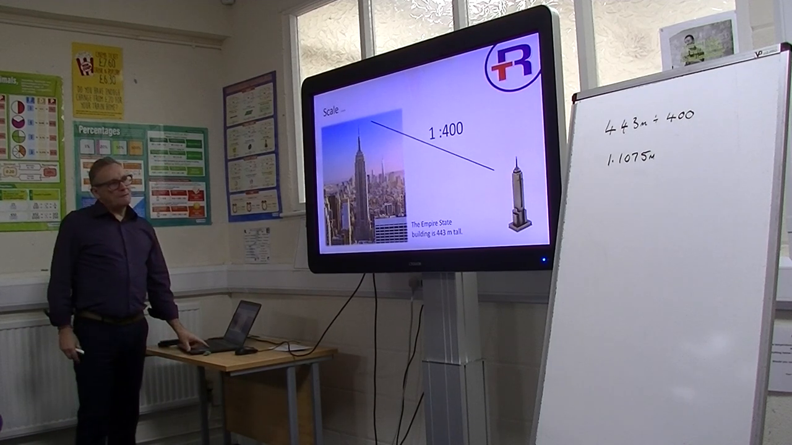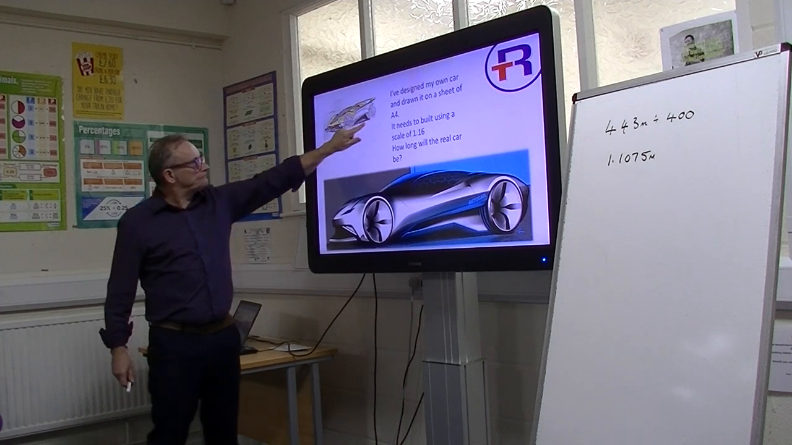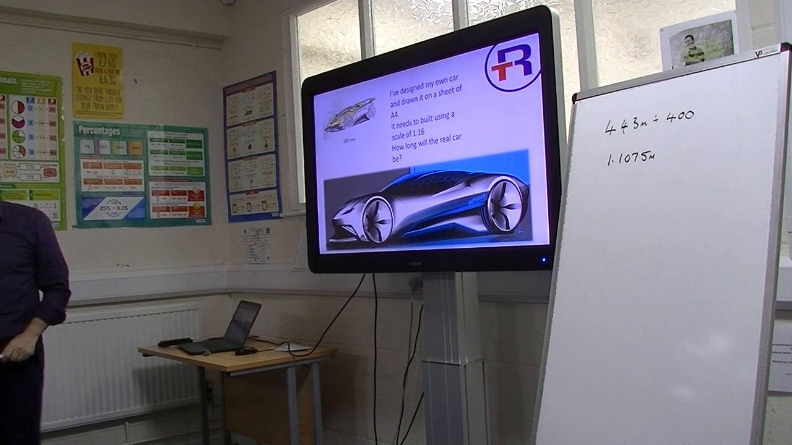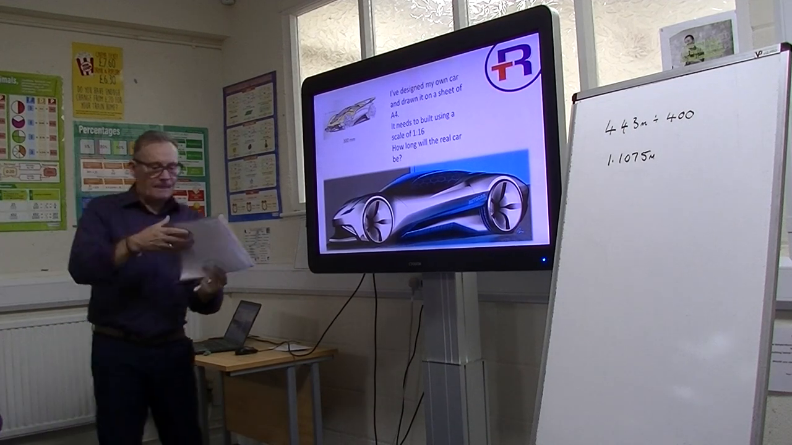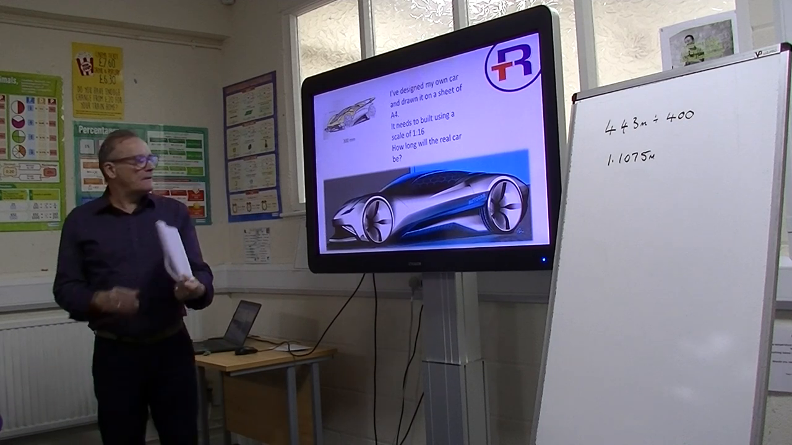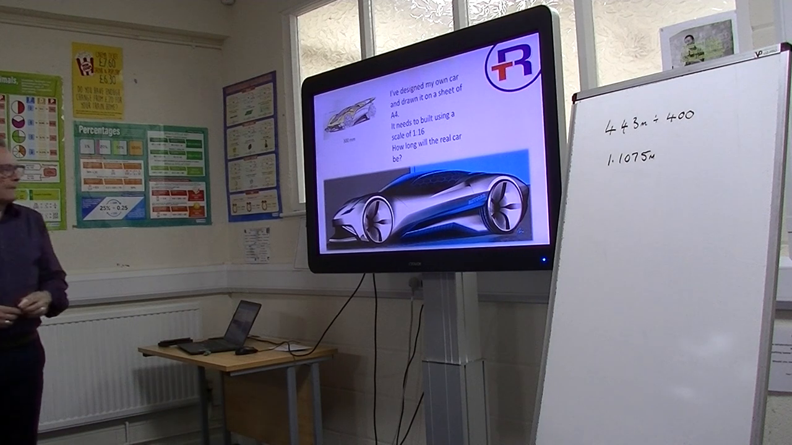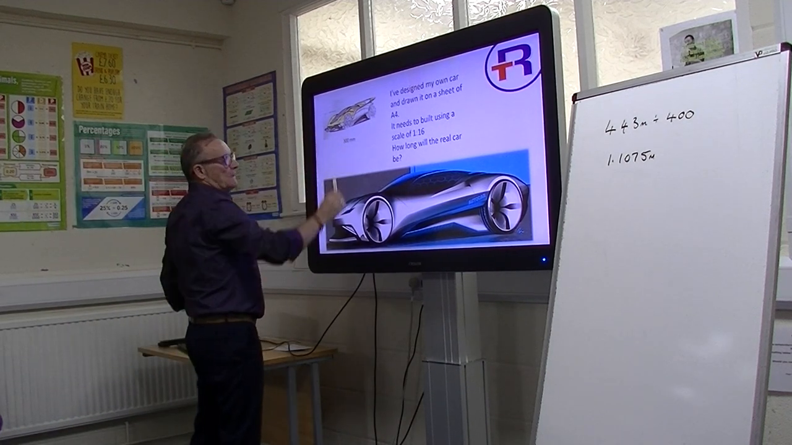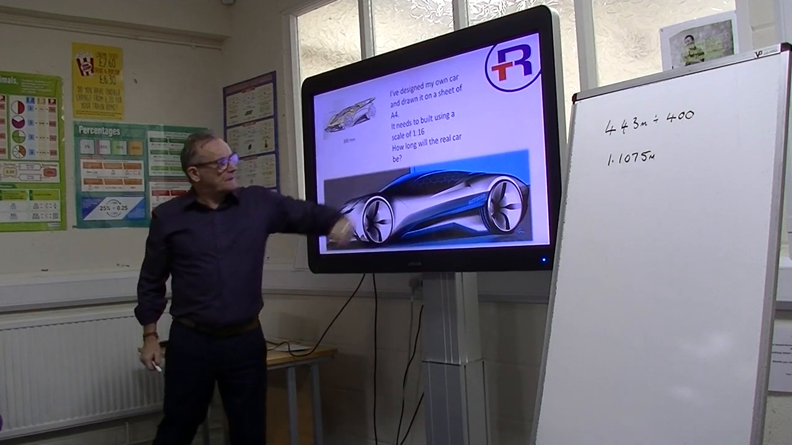So at lunchtime, I was a bit bored, so I drew a picture of my dream car. There it is. I drew it on a piece of A4 paper, which is this big. Now, obviously, that's too small for me to drive. So I thought to myself, I'll use the scale of 1 to 16. So my model, when I drew it, was 300 millimetres long, but I built it to the scale of 1 to 16.